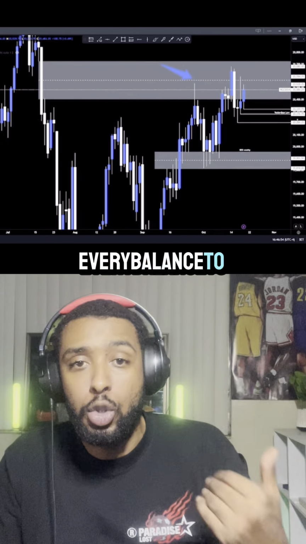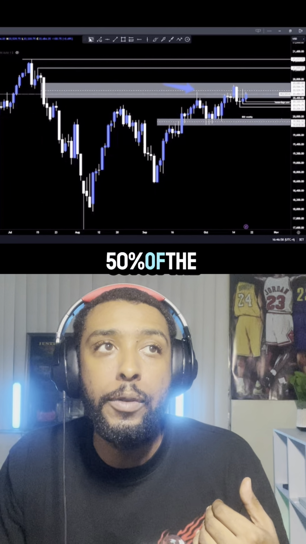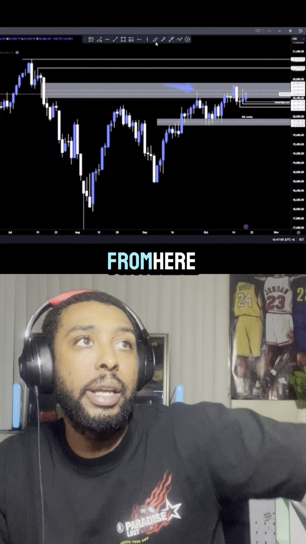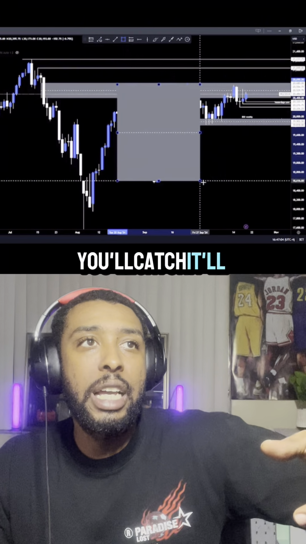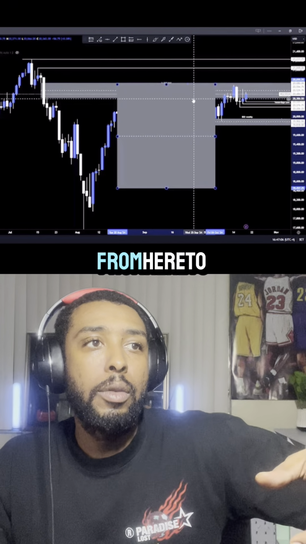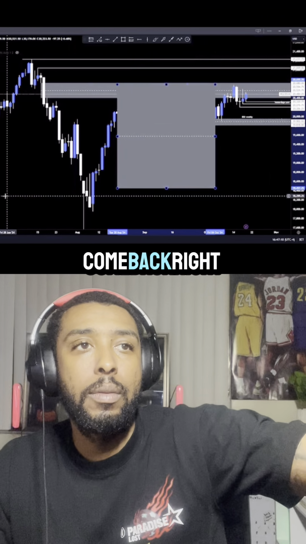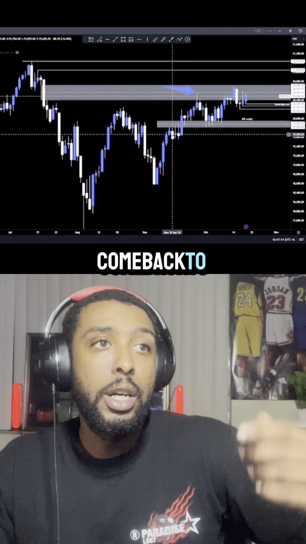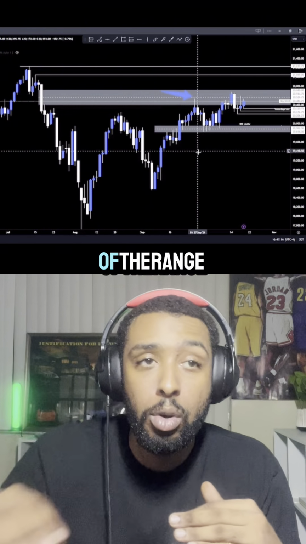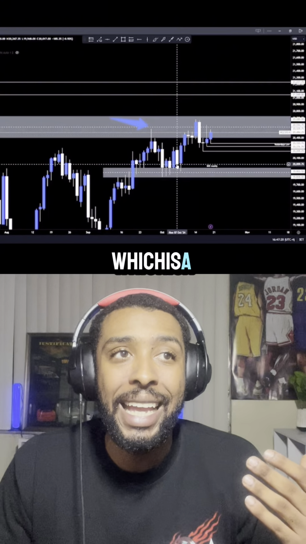It rebalanced to an equilibrium. Equilibrium is basically 50% of the range. So you see it's basically from here. If you get the measuring tool, you'll catch it. It'll be like basically from here to here. It has to rebalance, right? It has to come back, right? So it's either going to come back to equilibrium, which is 50% of the range, or it's going to come back to an inefficiency, which is a gap.